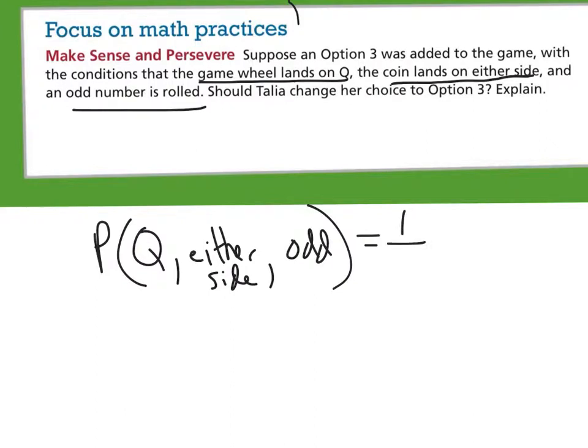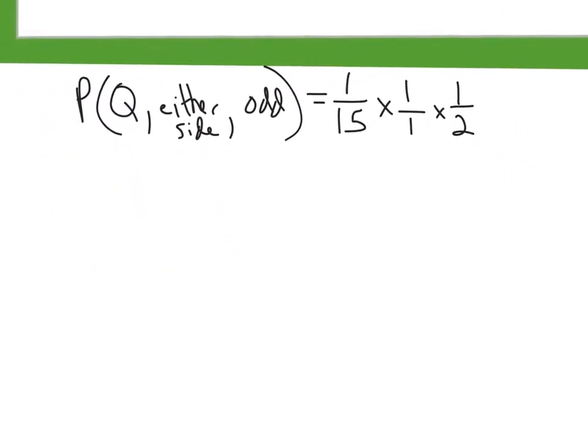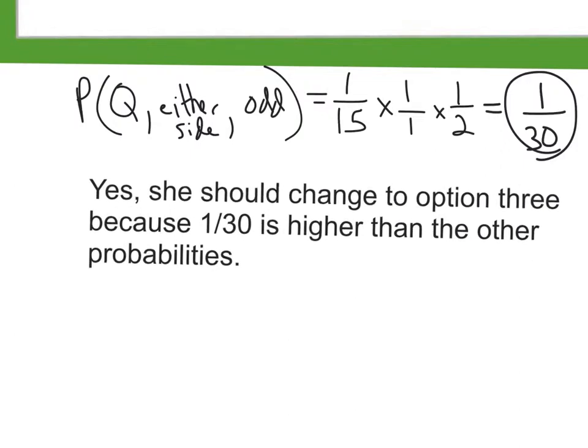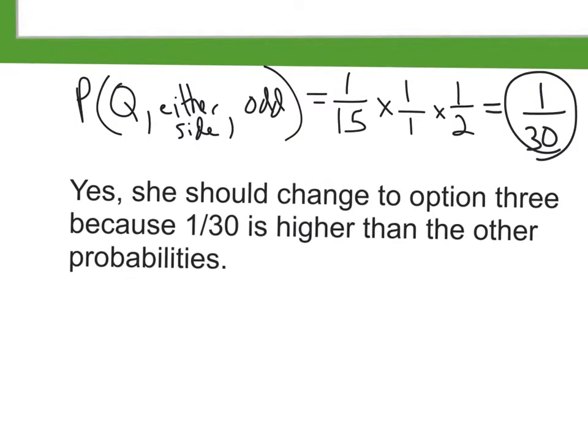So on the wheel, probability of a Q would be 1 out of 15. Probability of either side, again, would just be 1, or 1 over 1 if you'd like. And then probability of an odd would be 1/2. 3 out of 6 that are odd, just like earlier, we had 3 out of 6 that were even. And then if we multiply those, 1 times 1 times 1 is 1. 15 times 1 is 15. 15 times 2 is 30. So that would be a 1 out of 30 chance. And so at that point, we would notice that this is actually going to give her a better chance. So we would say, yes, she should change to option 3 because 1/30 is higher than the other probabilities.